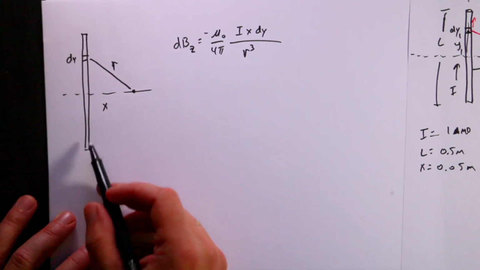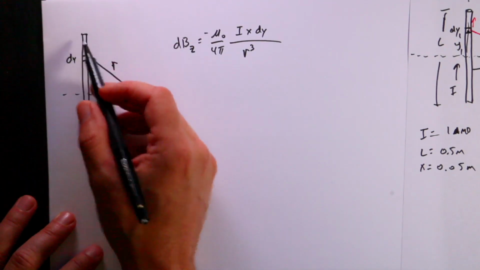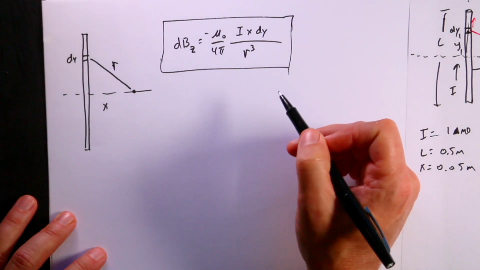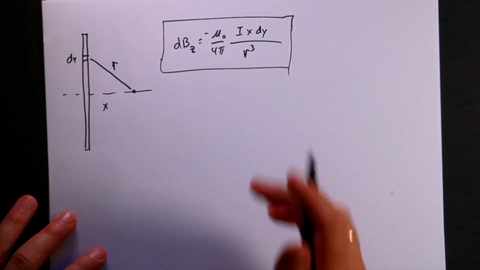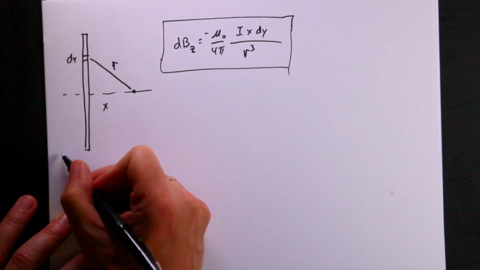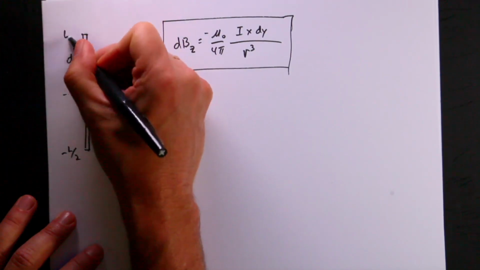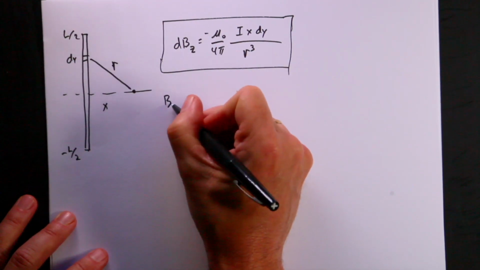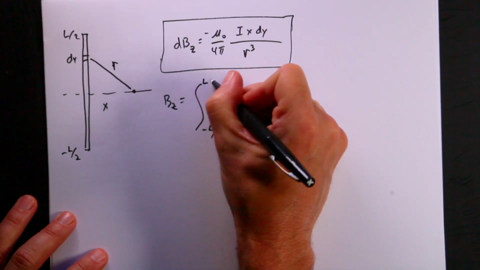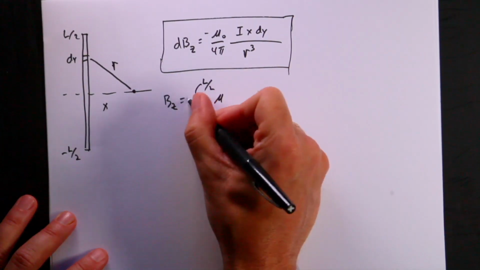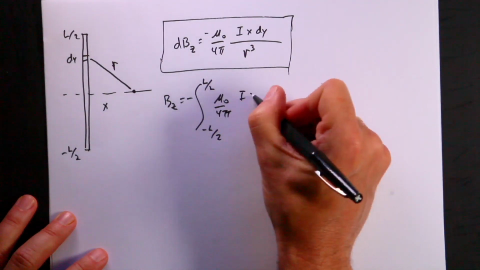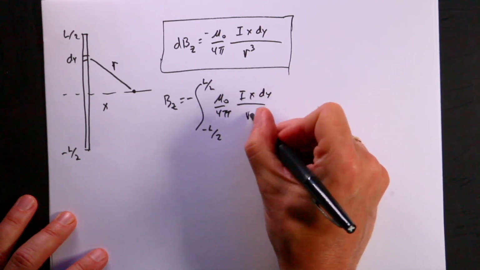So in order to get all the pieces, I have to add up the contributions to all these pieces. This is really important because we're going to be doing essentially the same thing in Python. So what I want to do is add up the pieces from down here to there. So this is at negative L over 2, and this is at L over 2. So BZ is going to be the integral from negative L over 2 to L over 2 of negative mu naught over 4 pi I x dy over r cubed.